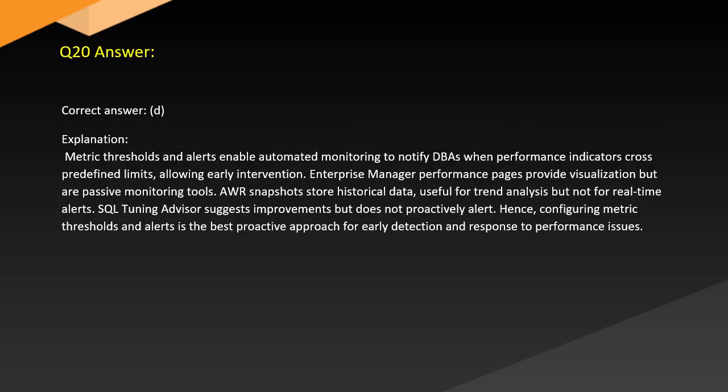Answer. Correct answer: D. Explanation: Metric thresholds and alerts enable automated monitoring to notify DBAs when performance indicators cross predefined limits, allowing early intervention.